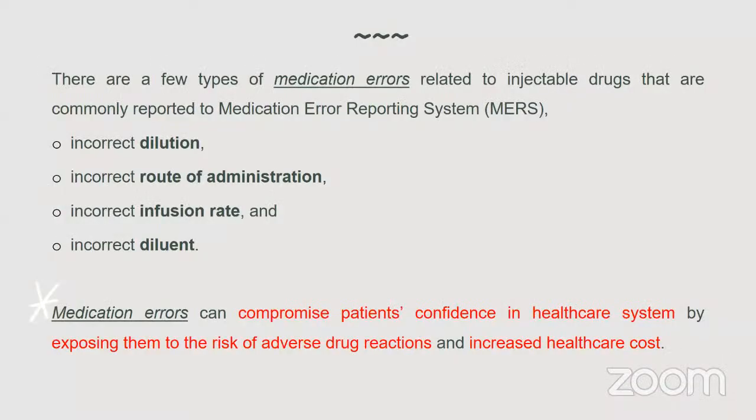So why is it important? Of course, we are focusing on medication safety. According to MERS, which is the Medication Error Reporting System in Malaysia, injectable items usually have a few medication errors related to dilution, route of administration, infusion rate, and diluent. Actually this can be prevented as we already have established protocols and guidelines. Medication error can compromise patients' confidence in the healthcare system by exposing them to the risk of adverse reaction and increased healthcare costs. So we want to avoid this. This is a preventable medication error.